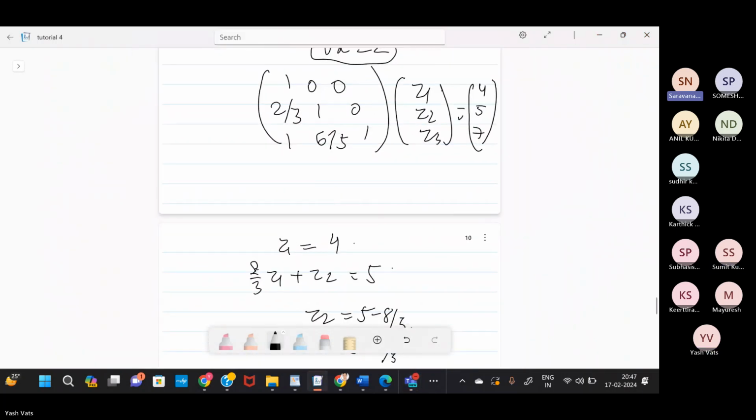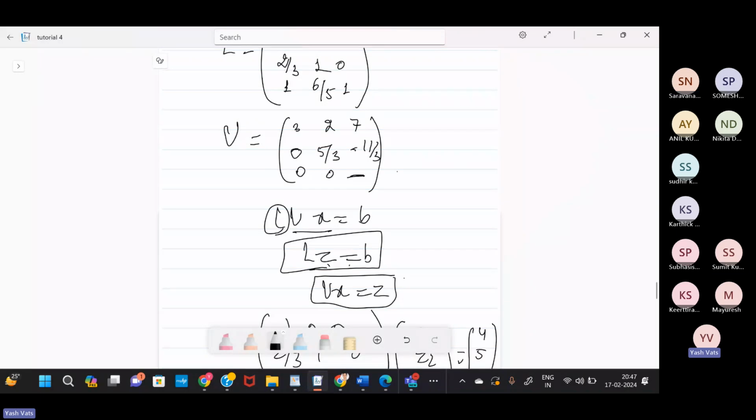What is the U value? Have you tried, Shravan? Yes, sir. Sir, one is missing there: 0, 0, 1. U should be an upper triangular matrix. Okay, yes, sir.